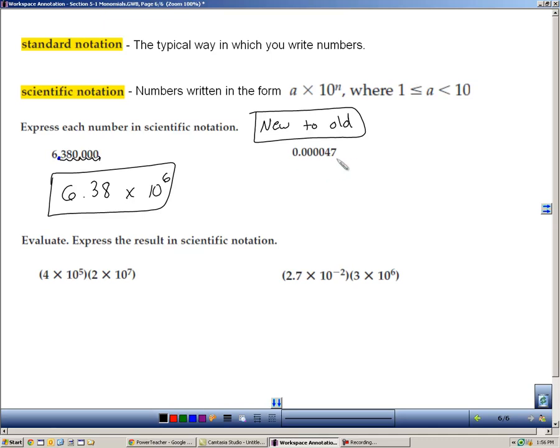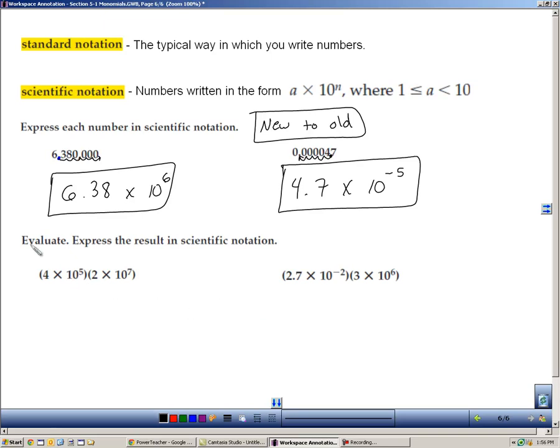Likewise here, if I want to create a number between 1 and 10, it should be right here between the 4 and the 7. And new to old means take the new decimal point, and in this case move 5 to the left. So I'm going to get 4.7 times 10 to the negative 5th. 1, 2, 3, 4, 5 to the left. So we make the exponent negative. And that's how to convert from standard to scientific.